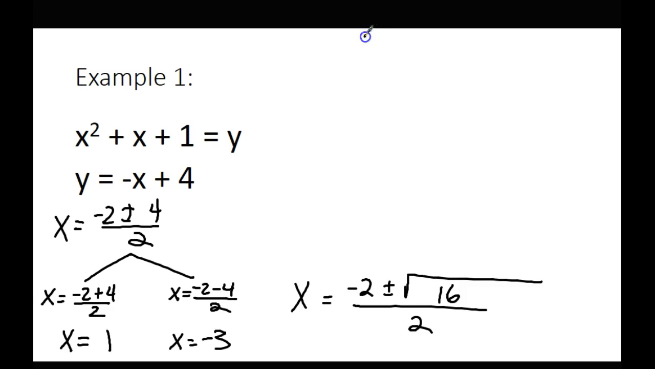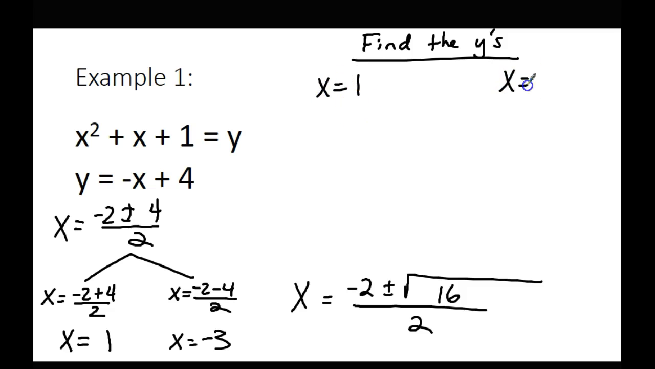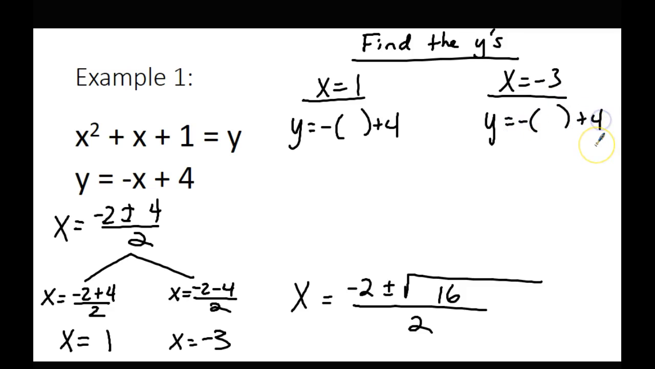So we have 2 x values. I've got x equals 1, and I've got x equals -3. Okay? So what we're going to do is, it doesn't matter which one you pick, but just pick one, plug in the number, and you get your y. Obviously, we'd probably want to pick the bottom one because it's simpler, right? So let's do that. So in this case, you get 3, and in this case, you get 7.